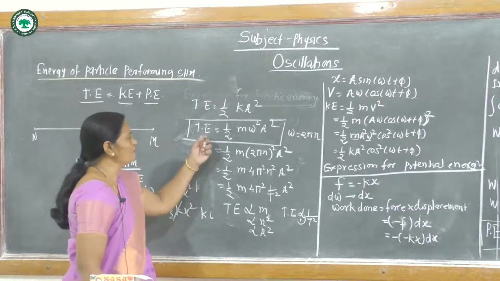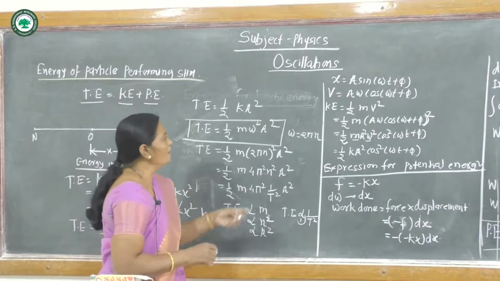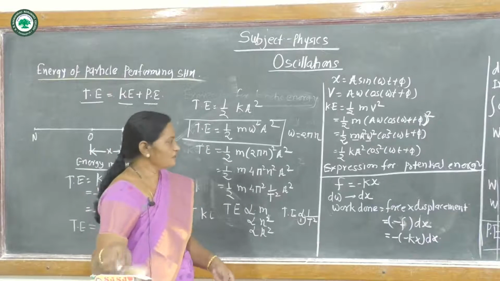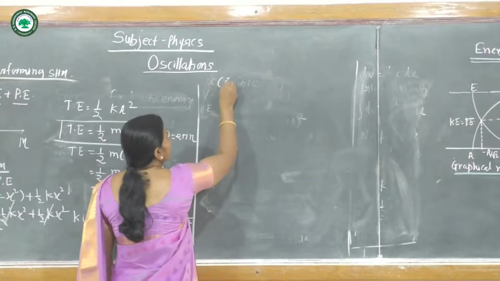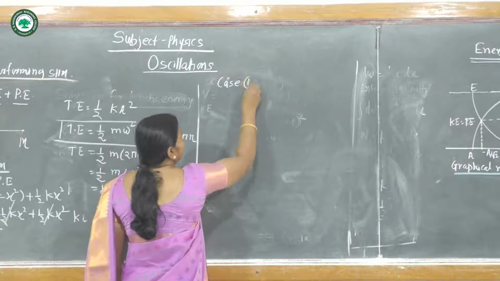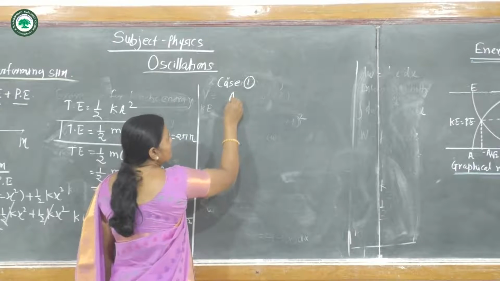Now this is the expression for total energy. Now we see some special cases. Case number 1: first, suppose the particle is at mean position.